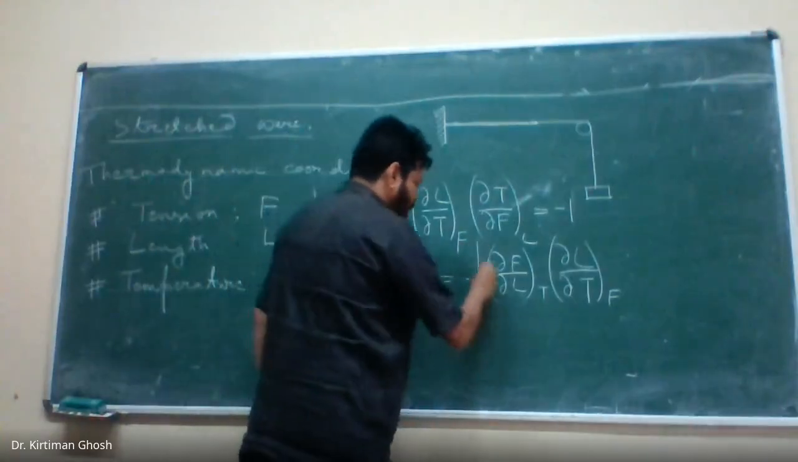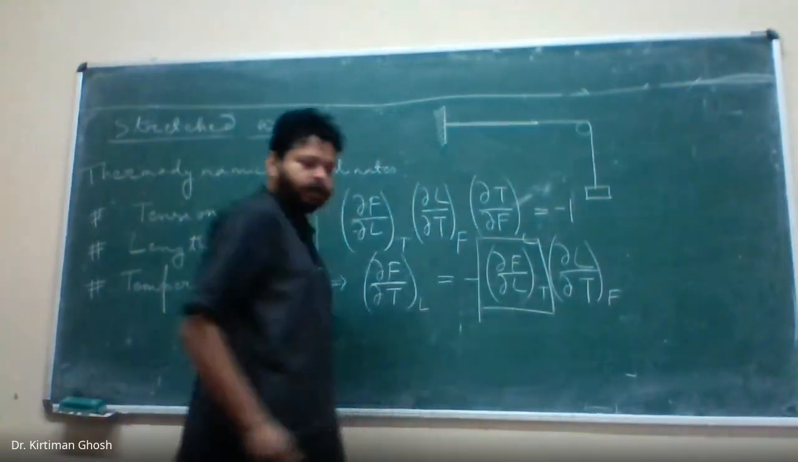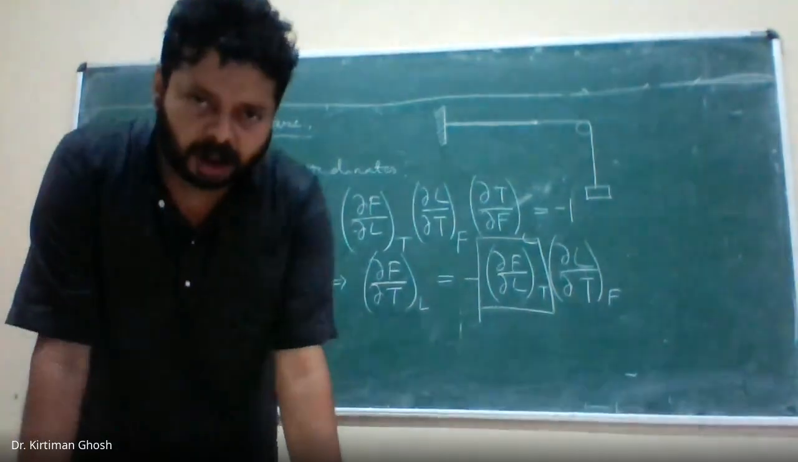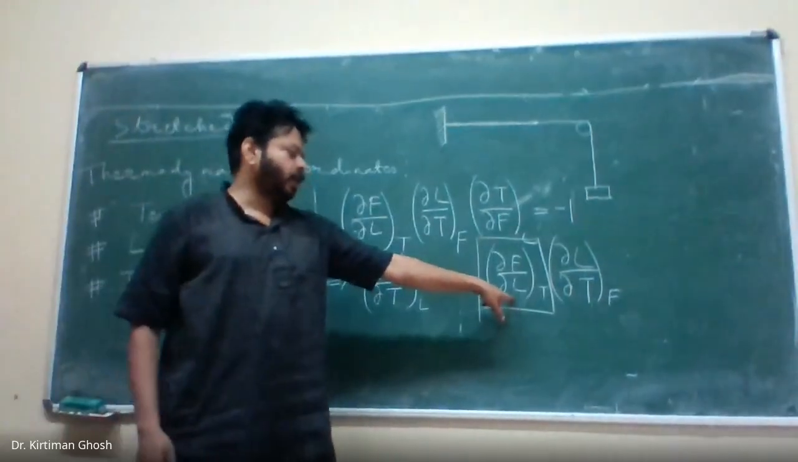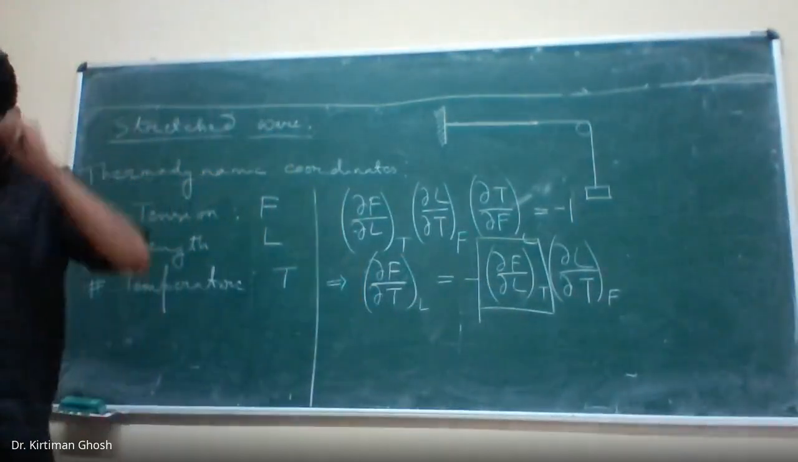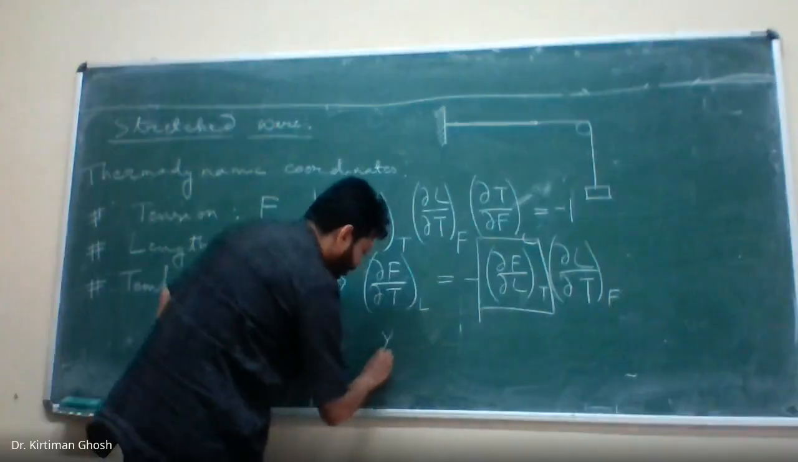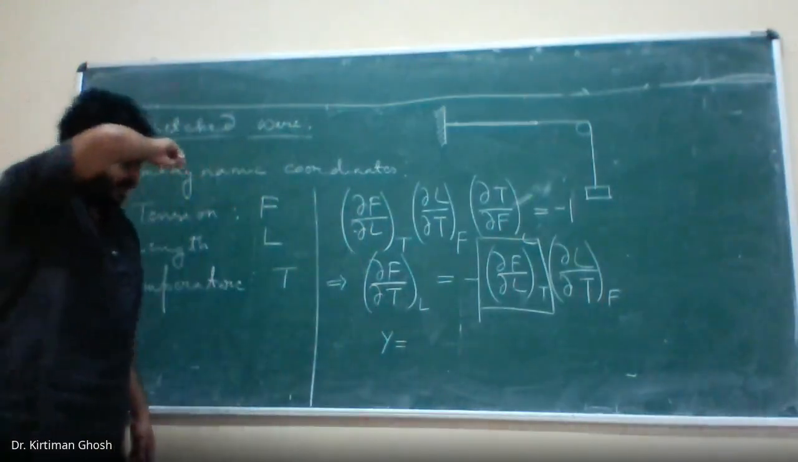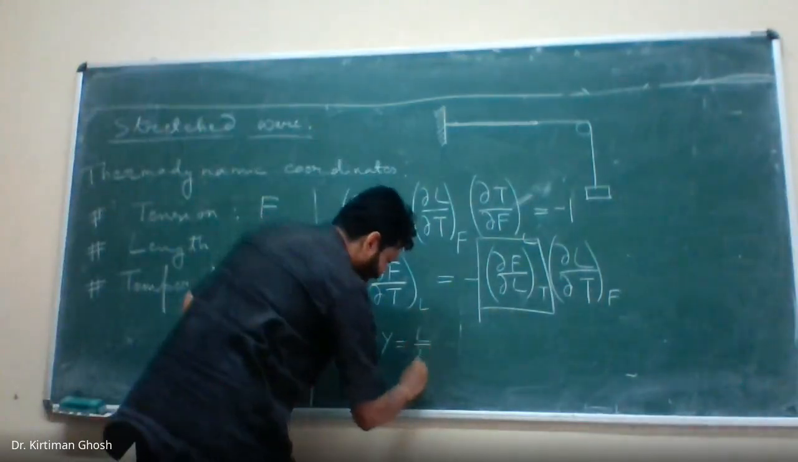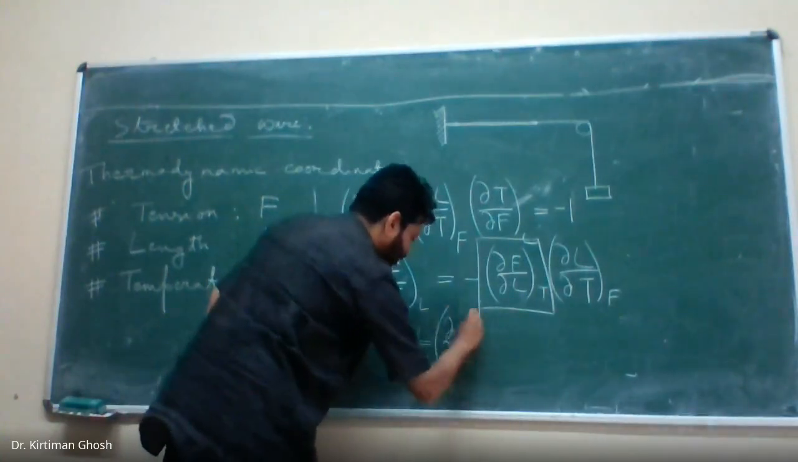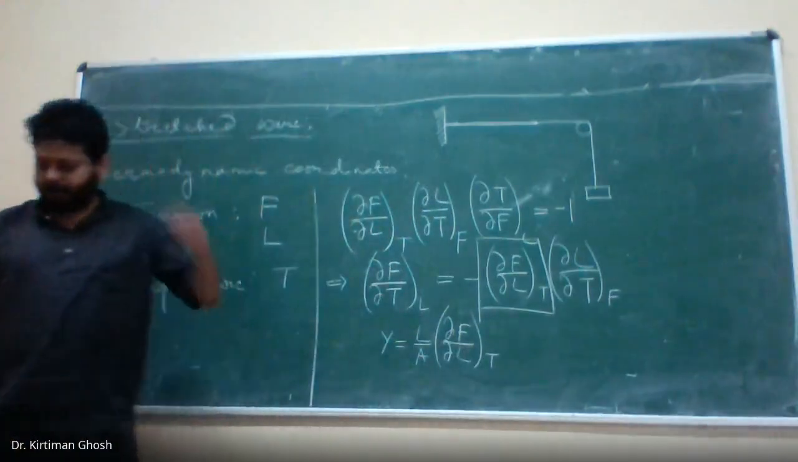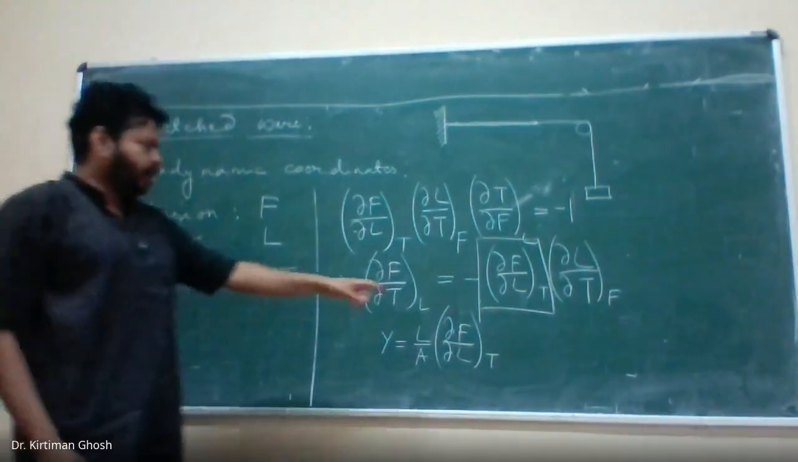Now, you are already familiar with this quantity, right? Have you learned something called Young's modulus? Yes, sir. We know. You can see that this is nothing but Young's modulus with some multiplicative constant. The definition of Young's modulus is L by A del F by del L at constant T. Right? So this is related to Young's modulus.